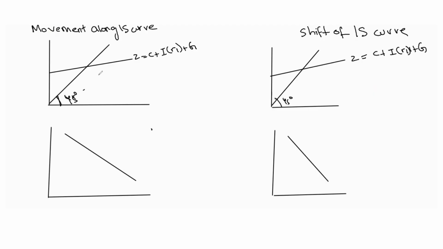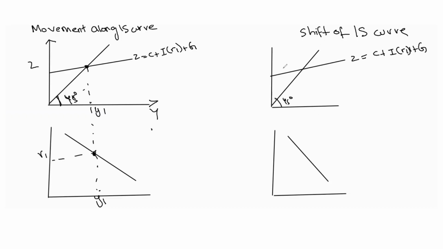So this is where we begin. This was z, this was y, and here we have y1. So in the IS curve, we know this corresponds to the point R1. So this is R1 and this is Y1. So this is one point on the IS curve corresponding to R1, Y1 in the goods market model.